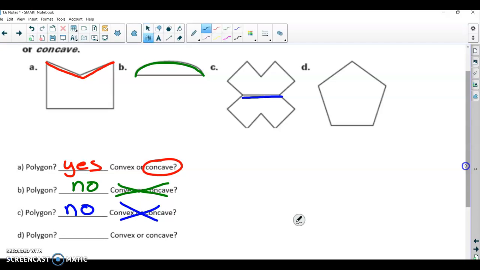Okay, and then D, is D a polygon? Yes. And it's actually a pentagon. It's a pentagon, it's got 5 sides. Is it convex or concave? Do all the points go out, or do any of the points go in? It is convex.